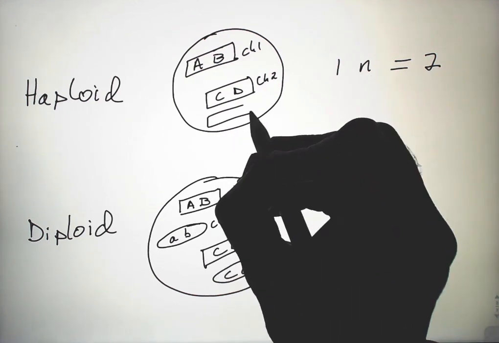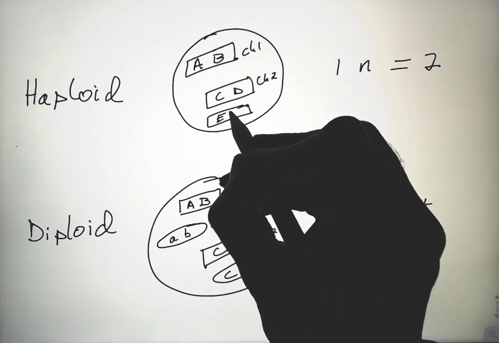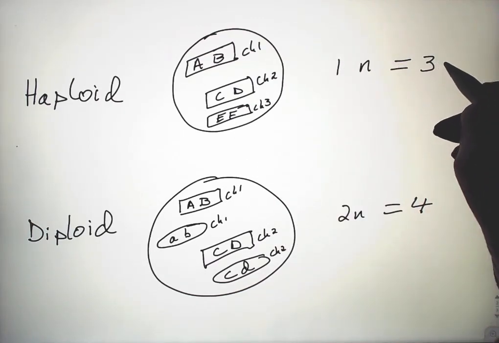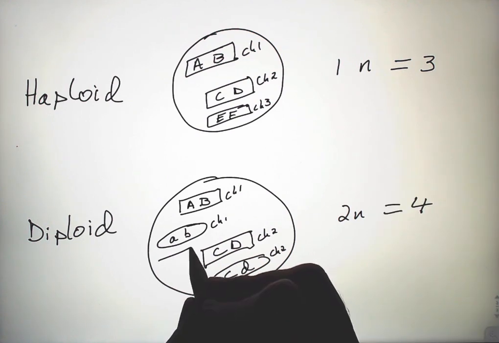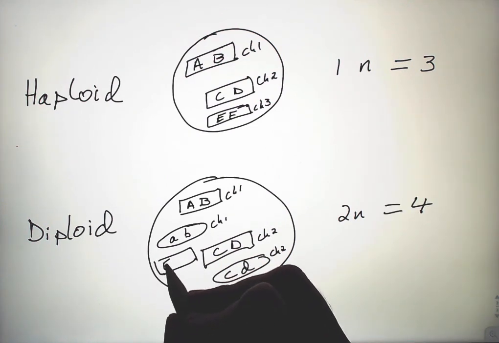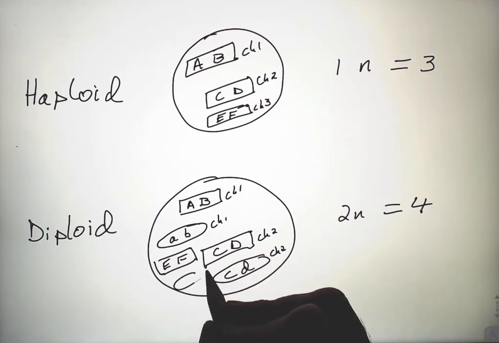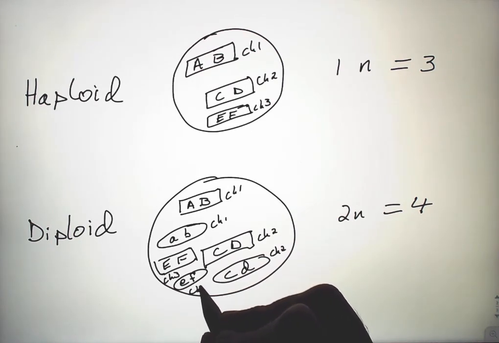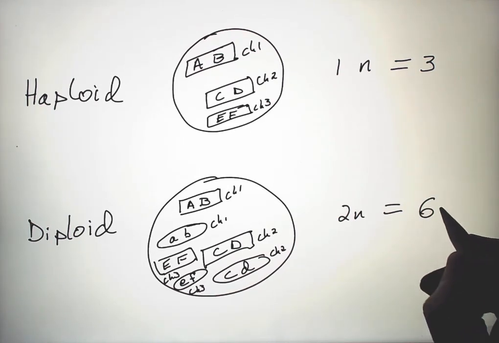What if I added a third chromosome to the haploid with genes E and F? That's chromosome 3. Now 1n is 3. If I added a third chromosome to the diploid, I'd need 2 copies of it, big E, big F, little e, little f. That's chromosome 3. And now 2n equals 6.